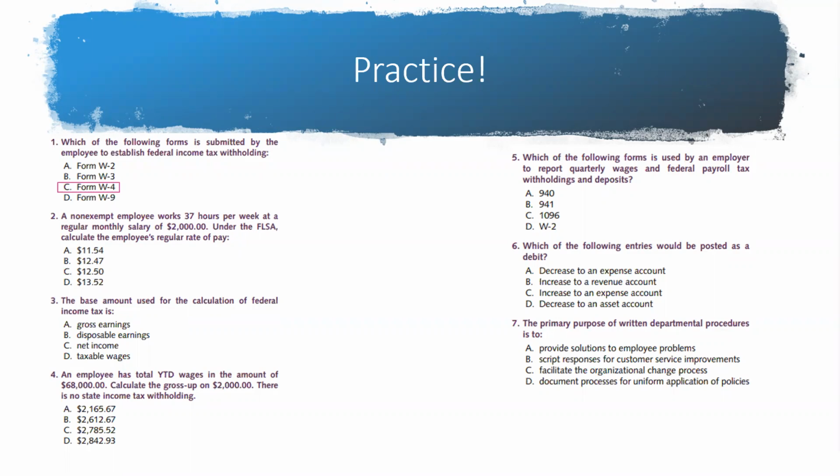Good job. A non-exempt employee works 37 hours per week at a regular monthly salary of $2,000. Under the FLSA, calculate the employee's regular rate of pay.